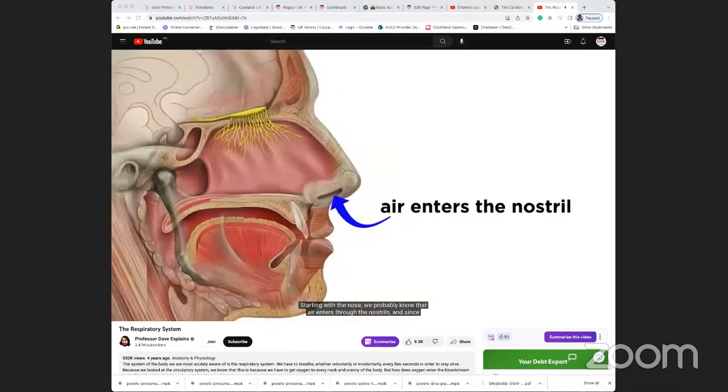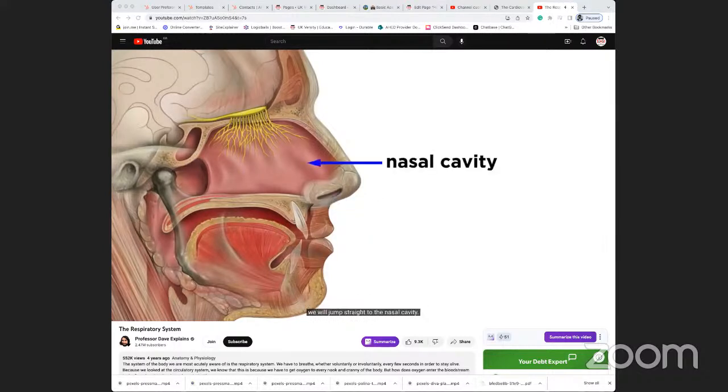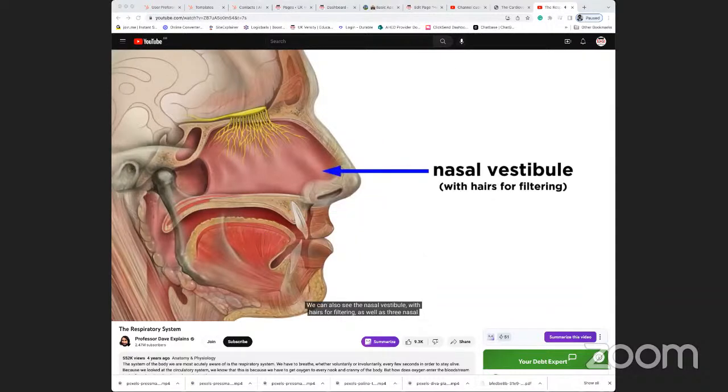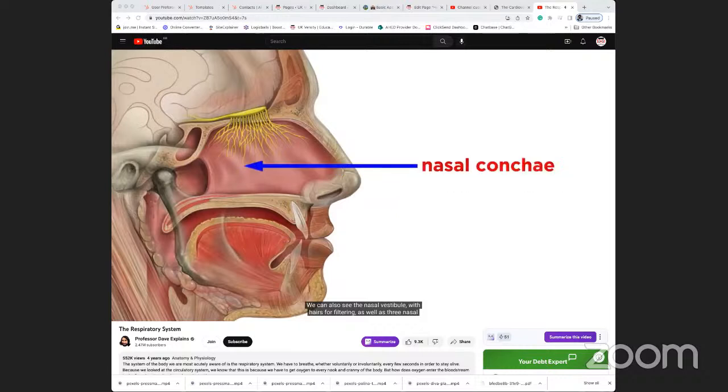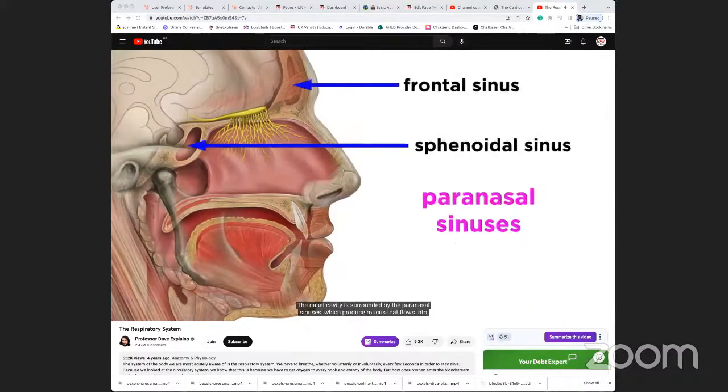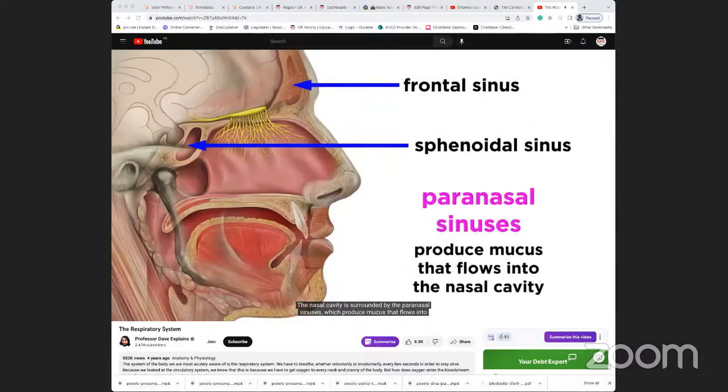Starting with the nose, we probably know that air enters through the nostrils, and since we've already touched on other structural aspects of the nose earlier in the series, we will jump straight to the nasal cavity. This is separated from the oral cavity by the palate, which has two sections, the bony hard palate and the muscular soft palate. We can also see the nasal vestibule with hairs for filtering, as well as three nasal conchi, which are mucosa-covered projections, separated by nasal meatuses. These serve to filter, heat, and moisten the air. The nasal cavity is surrounded by the paranasal sinuses, which produce mucus that flows into the nasal cavity.